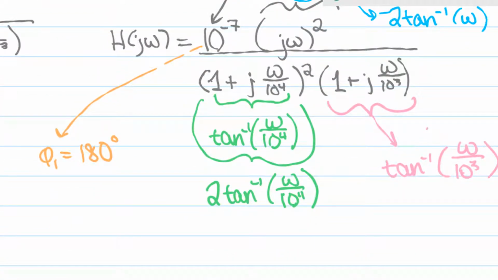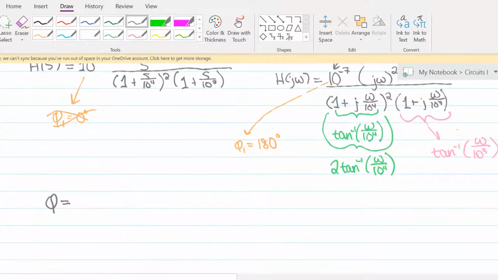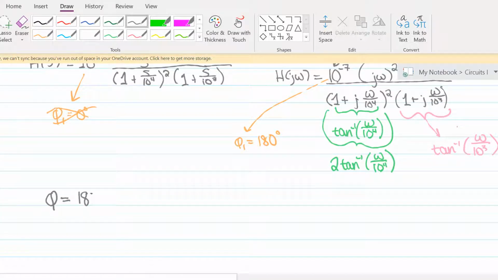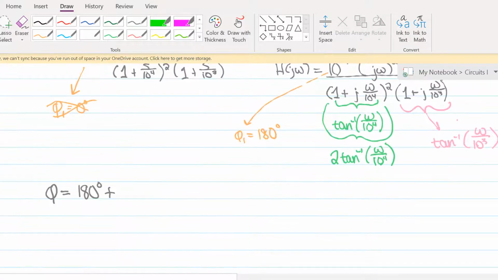So the phi, that is our overall phase from the constant term. So at first I'm going to add up the angles in the numerator and then subtract the angles in the denominator. So the first term in the numerator, its angle was 180. Plus, because there was one other factor in the numerator, and that was the 2 inverse tangent of omega.